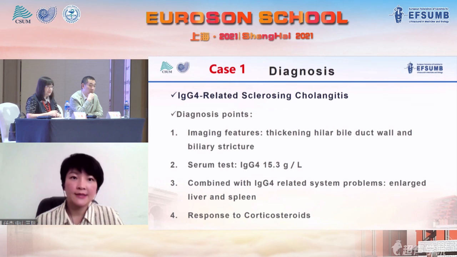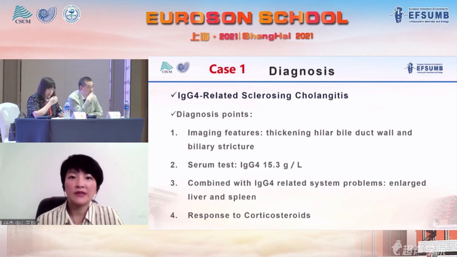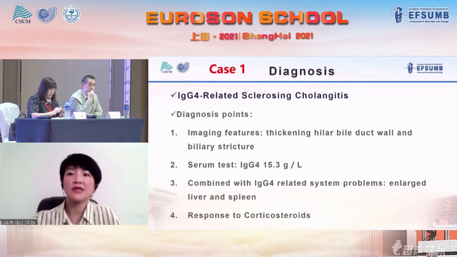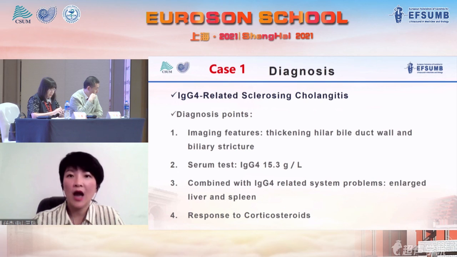So this case's diagnosis was IgG4 related sclerosing cholangitis. Why this diagnosis? It's based on the following points. The thickened bile duct wall and the biliary stricture caused by that were the typical imaging features of IgG4 related sclerosing cholangitis, confirmed by the significantly elevated level of serum IgG4.